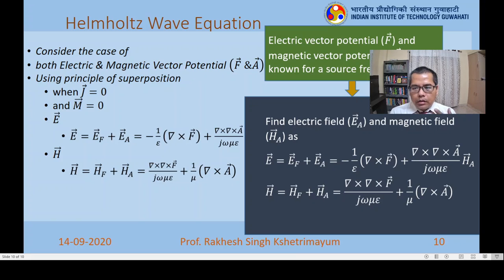So we have discussed the electric vector potential and magnetic vector potential, and how to solve them from the wave equation for source free region. And once we get the electric field and magnetic field from F and A, I can apply the principle of superposition and find out the total electric field contribution from F and A vector, and magnetic field contribution from F and A vector. So this is the easier approach. Instead of finding the electric field and magnetic field directly, you find the electric field contribution from F and A vector and sum them up, and the magnetic field from the F and A vector and sum them up. This is what we're going to do in the following classes.